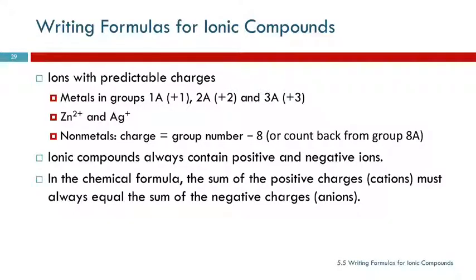So we're going to talk about ionic compounds first. We've already talked about how to predict the charges for some of the ions. The metals in group 1A all form a +1 ion. The metals in group 2A all form a +2 ion. And group 3A forms a +3 ion. Remember that?